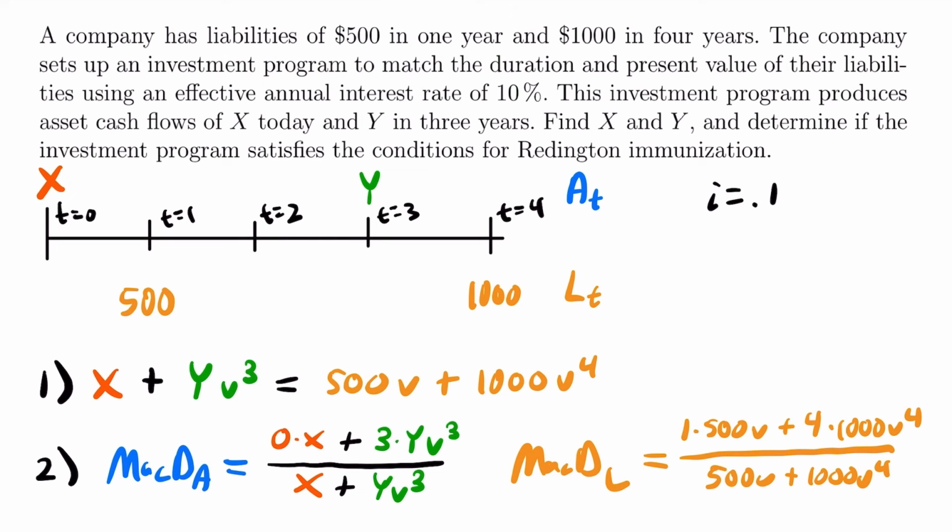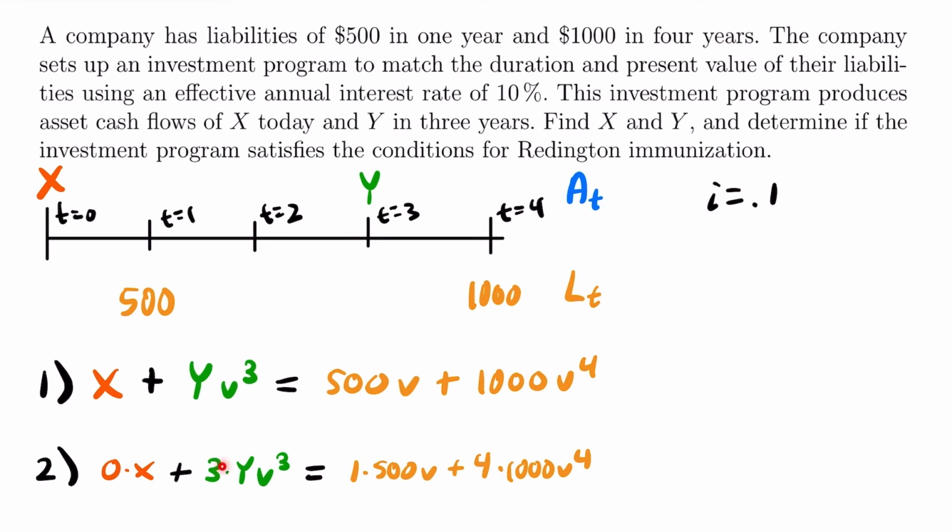All right, so what we're going to do for the second equation is just set this numerator equal to this numerator. And so if I do that here real quick, this is what our second equation will look like. These are just the numerators of the Macaulay durations for the assets and liabilities set equal to each other. Okay, now at this point, we are ready to solve for x and y. Remember, we want to find what x and y are. We want to know the value of these two assets.